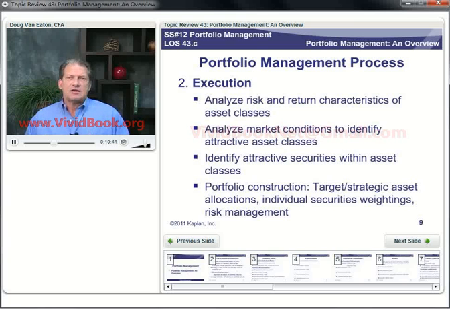Within the document, there's going to be guidelines as to how far from the target allocation the investment manager can vary in creating the strategic asset allocation. And within these asset allocations, then we need to choose individual security weightings. Now, in a passive strategy, that could be the index weightings, but in an active strategy, the investment manager will identify attractive securities within these asset classes to try and generate extra returns that way. And also the risk management. What's the risk of the portfolio? How are we measuring that? And is it within the guidelines that we established in the investment policy statement?